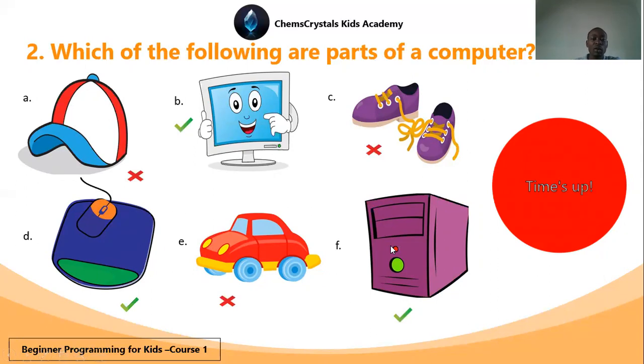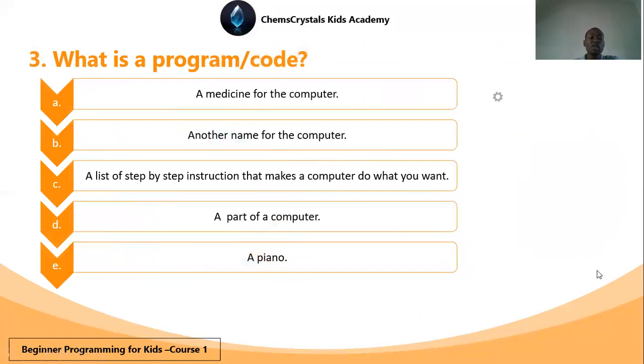So how many did you score? Very good. If you failed any, don't worry, revise the lesson again and you'll be able to get it this time. Is that okay? Good. Now I love you. You are doing very, very great. Let's move on to the next question. The next question is, what is a program or code? Are you ready? Now let's go.